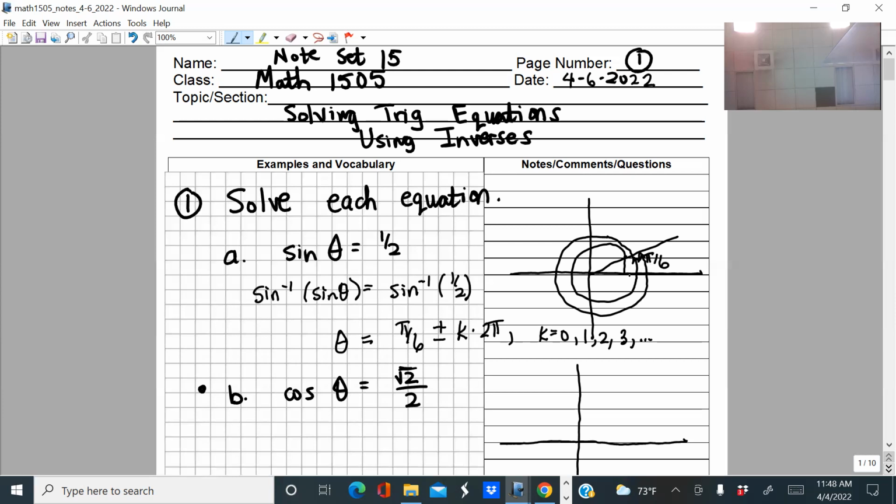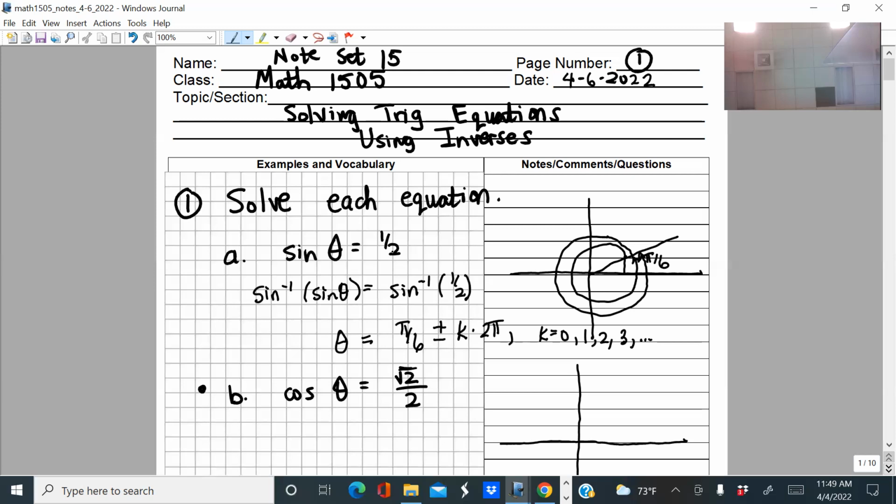It's got to be different from pi over 6 plus a multiple of 2 pi. So is there another angle, say minus 11 pi over 6? No, that is pi over 6 minus 2 pi, so that's really pi over 6 again. But what's another angle between 0 and 2 pi whose sine is going to be 1/2?